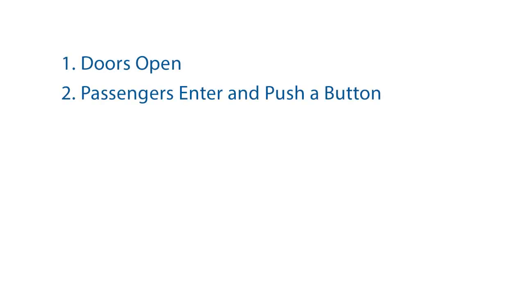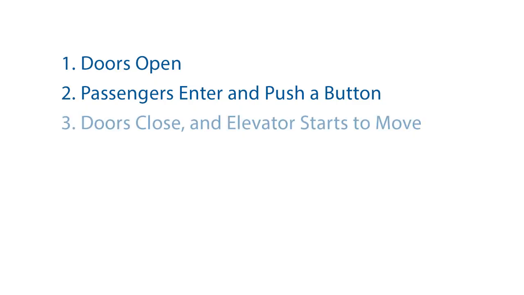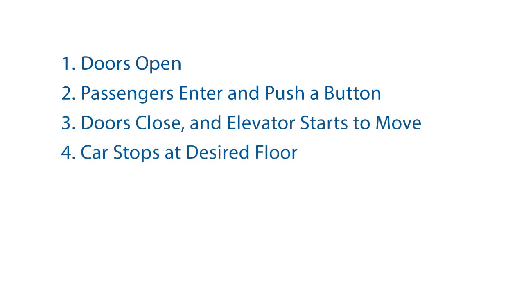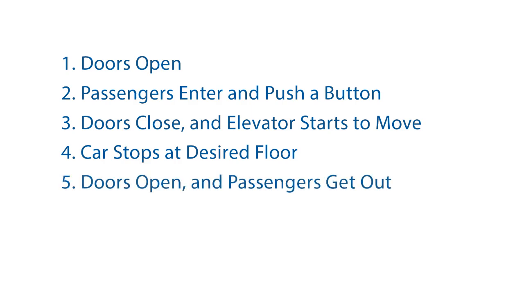We'll start with the door opening. Once that task completes, passengers enter the elevator and push a button. After that, the doors begin to close and the elevator starts to move. The car then stops at the desired floor. The doors open, passengers get out, and the door closes again.